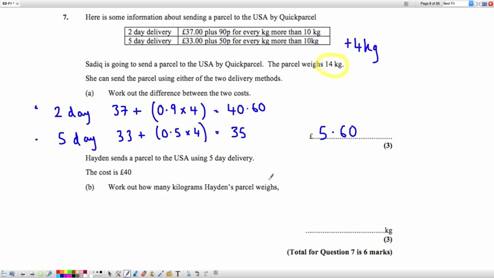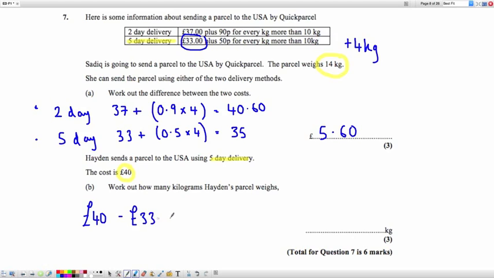Hayden sends a parcel to the USA using the 5-day service. So here we're told 5-day service, so it will be here in this box. The cost is £40. We're asked to work out how many kilograms his parcel weighed. So we're using our formula again. So the total cost was £40. Now the standard charge for the 5-day service is £33. So it doesn't matter what weight his parcel was, he was definitely paying £33 to start with.